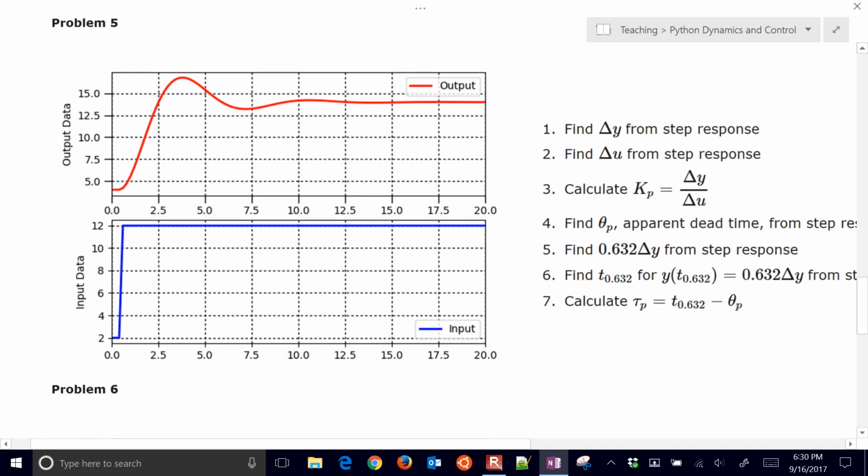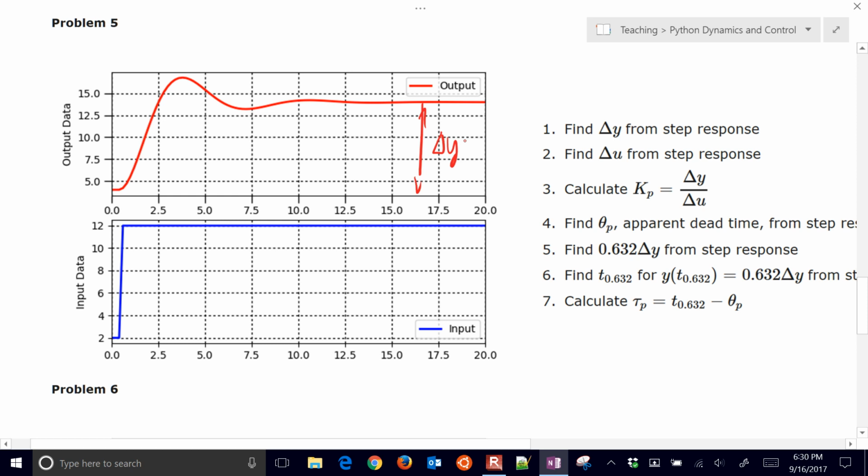We have problem number 5. Now this one has some oscillation in it. So you may say, well, maybe this isn't a good approximation for this system, but let's just see how well we can do.